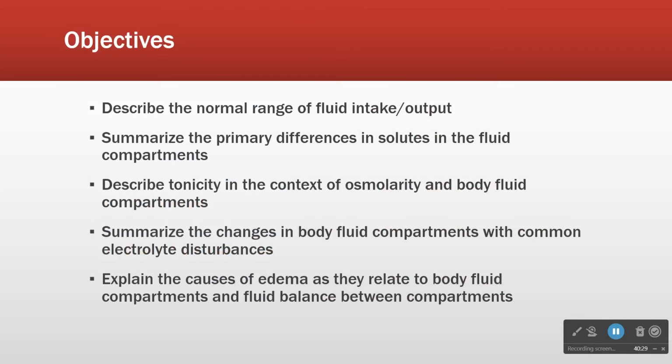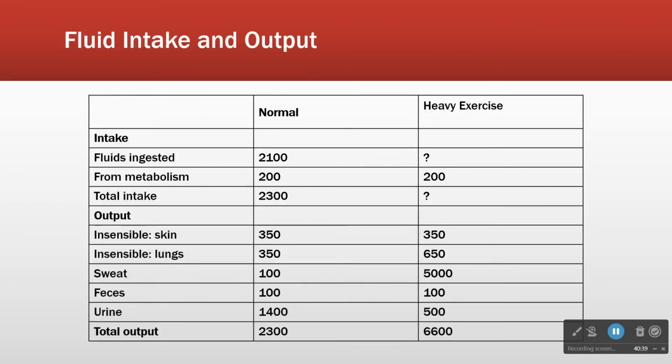Okay, so before we can really get to understanding how the kidney works, we have to talk a little bit about fluids in the body, right? And where they are, how they move, how they change. So our fluid balance, our fluid intake versus output, all right, is represented in this table here. So in a typical person, we ingest about 2.1 liters, and we create about 200 mLs from metabolism.